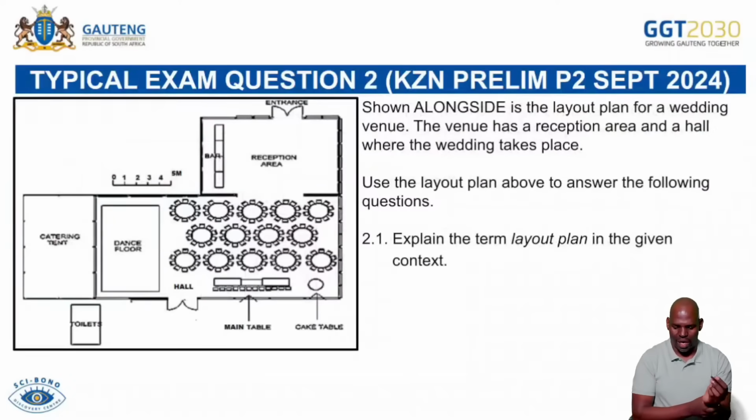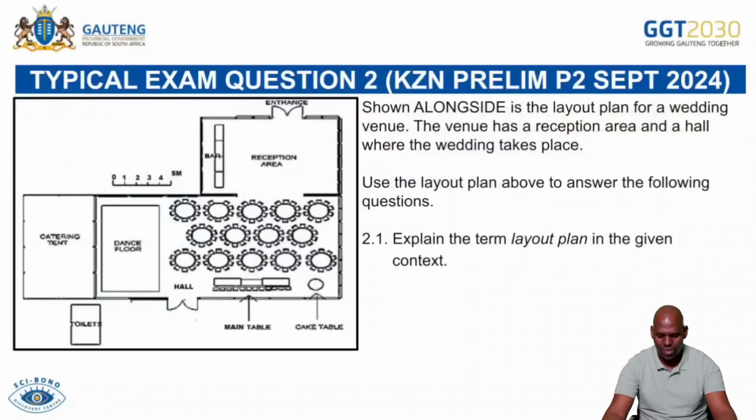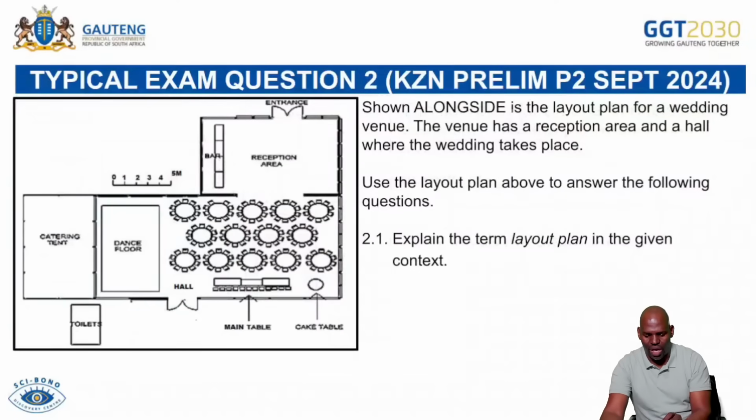It's again the typical exam questions. Shown alongside is the layout plan for a wedding venue. The venue has a reception area and a hall where the wedding takes place. Use the layout plan above, it's actually alongside, to answer the following questions. Then they say explain the term layout, in the given context.